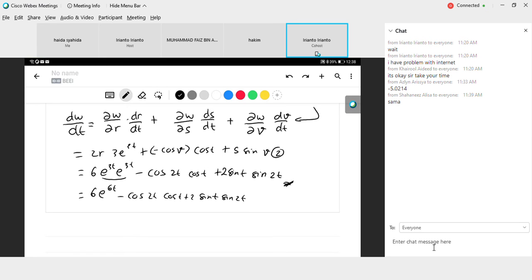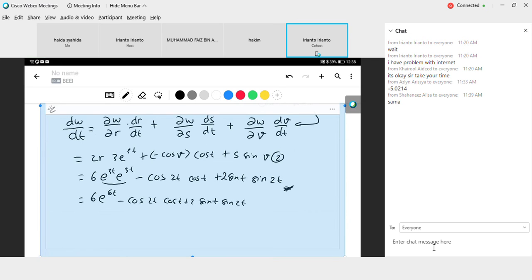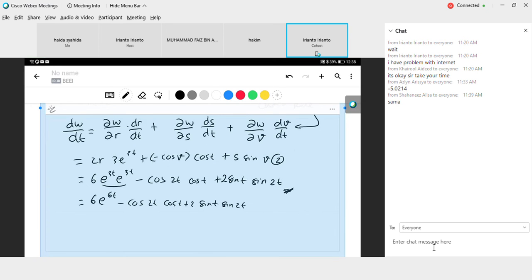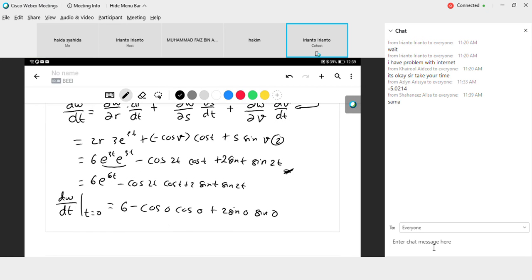Now they ask not this one only, they ask when t equals 0. My mistake, I forgot to see this one. T equals 0, so substitute 0: 6 minus cos 0 plus 2 sine 0, sine 0. Sine 0 is 0, cos 0 is 1, so 6 minus 1, 5.